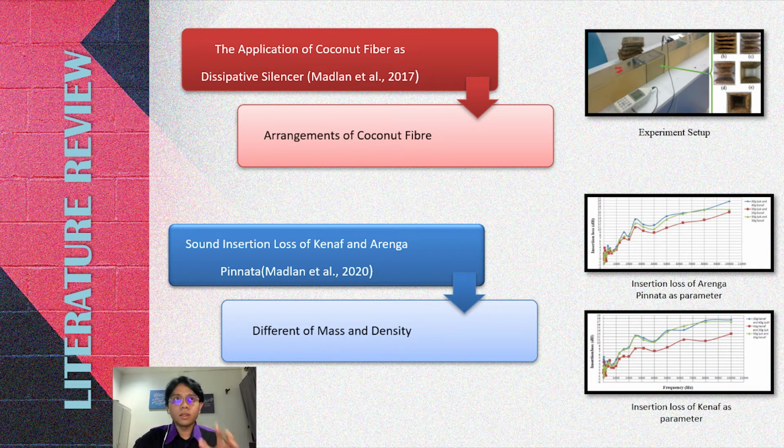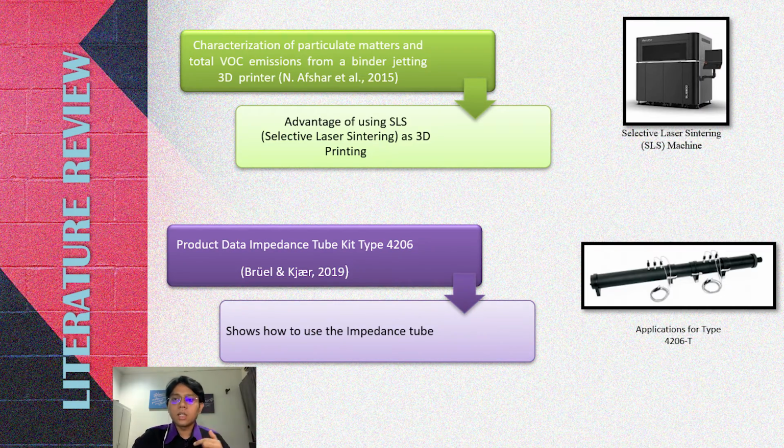After that, the next literature review is characterization of particulate matter and total VOC emission from a binder jetting 3D printer, by N. Ashraf et al., 2015. It states the advantage of using an SLS machine for 3D printing. As you can see, the figure shows the selective laser sintering SLS machine.